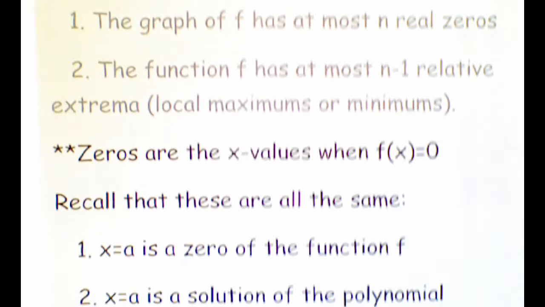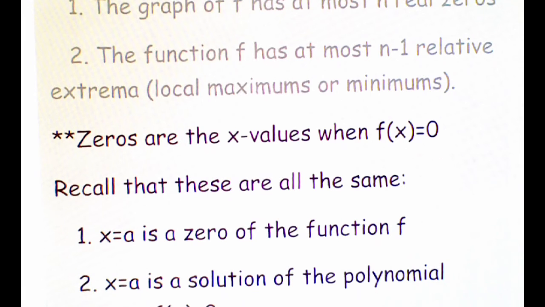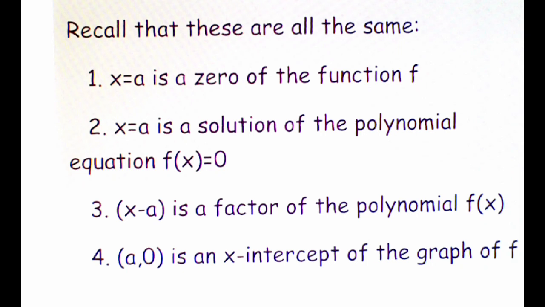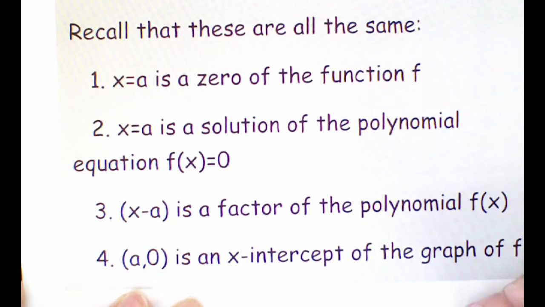Remember that zeros are the values of x when f of x is equal to 0, when your y value is 0. And all of these are the same. x equals a is a zero of the function. x equals a is a solution of the equation f of x equals 0. x minus a is a factor of the polynomial. And (a, 0) is an x-intercept of the graph. All of those mean the same thing, just stated slightly differently.